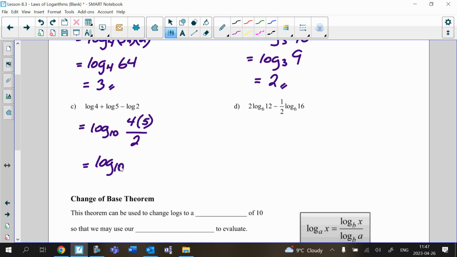This one, before I can create a single log, I've got numbers in front, so I got to put them as exponents. So I get log base 6 of 12 squared minus log base 6 of 16 to the 1/2. I'm subtracting, which means when I combine into a single log, I divide. So it's the log base 6 of 12 squared divided by 16 to the 1/2.